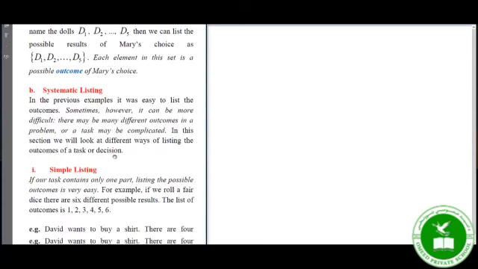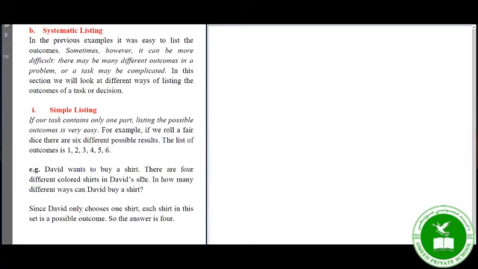The other way is the listing method. For example, if I ask how many different choices there are if I roll a dice, there are 6 different choices: 1, 2, 3, 4, 5, 6. We have different methods for listing also. One of them is simple listing.